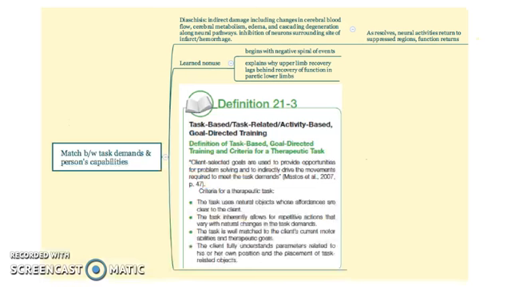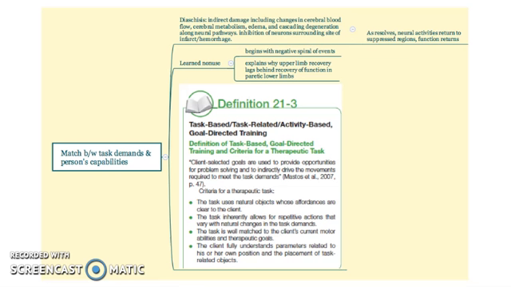So, what exactly is matching the task demands and the person's capabilities? I thought this little definition chart was very helpful. It gave a very clear example of what task-based, task-related, activity-based, goal-directed training is. It's when the client-selected goals are used to provide opportunities for problem solving and to indirectly drive the movements required to meet the task demands.